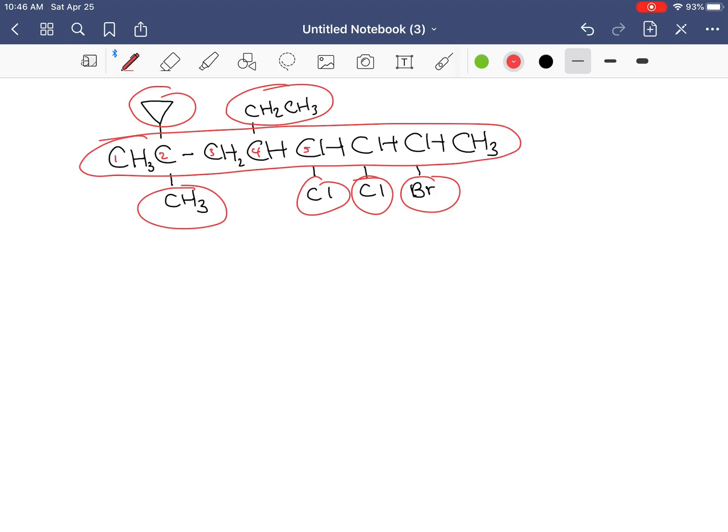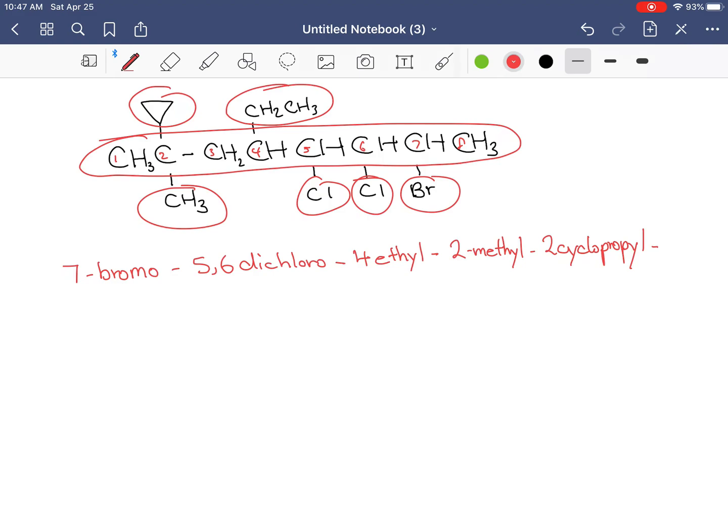This is number 1, 2, 3, 4, 5, 6, 7, 8. So it's going to be some sort of octane. And you start naming them alphabetically. Don't tell me you're going to start at 2-methyl, 2-cyclopropyl. No. You name them alphabetically. So 7-bromo, and then 5,6-dichloro. Ooh, I almost wrote something else there. That's not how you spell chloro. There you go. And then 4-ethyl, and then 2-methyl, and 2-cyclopropyl, and you named it octane.